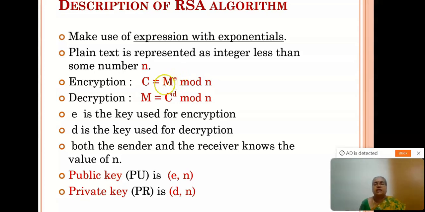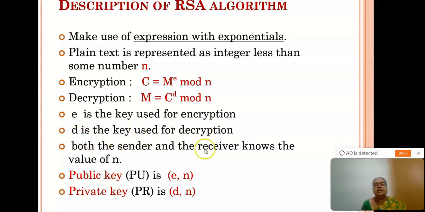E is the encryption key, the key used for encryption, which is a public key, mod n. N is some number. And the decryption algorithm is M is equal to C, that is ciphertext, raised to the power of D, where D is the decryption key, mod n. Here E is the key used for encryption and D is the key used for decryption.